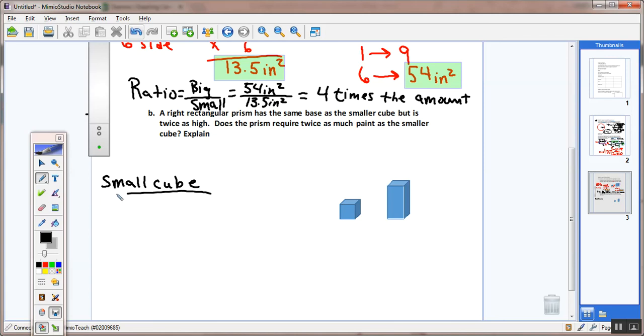Okay, so I'm going to write this down. For the small cube, I know it takes 13.5 square inches to paint that. Okay, so let's look at what happens to the bigger one. So the big prism. So it said the base stays the same. So we've got a 1.5 here and a 1.5 here. But the height of 1.5 is going to double to what, kids? 3. Okay? That height is going to double to 3.